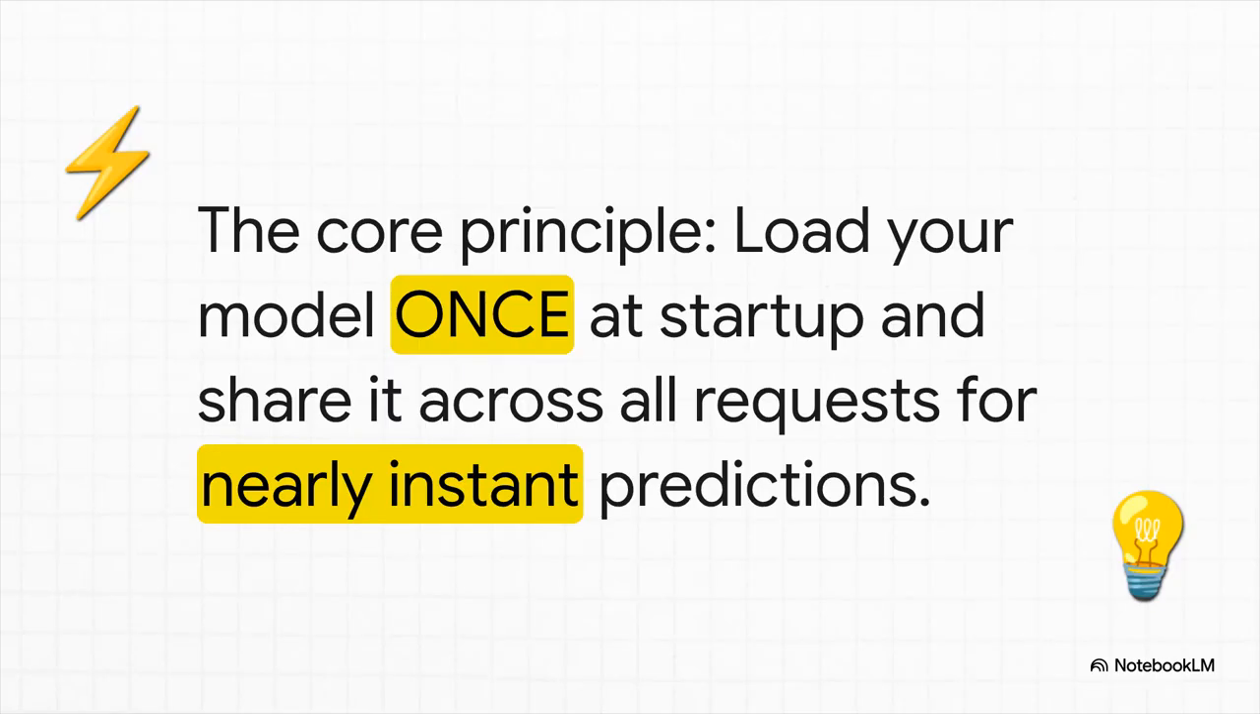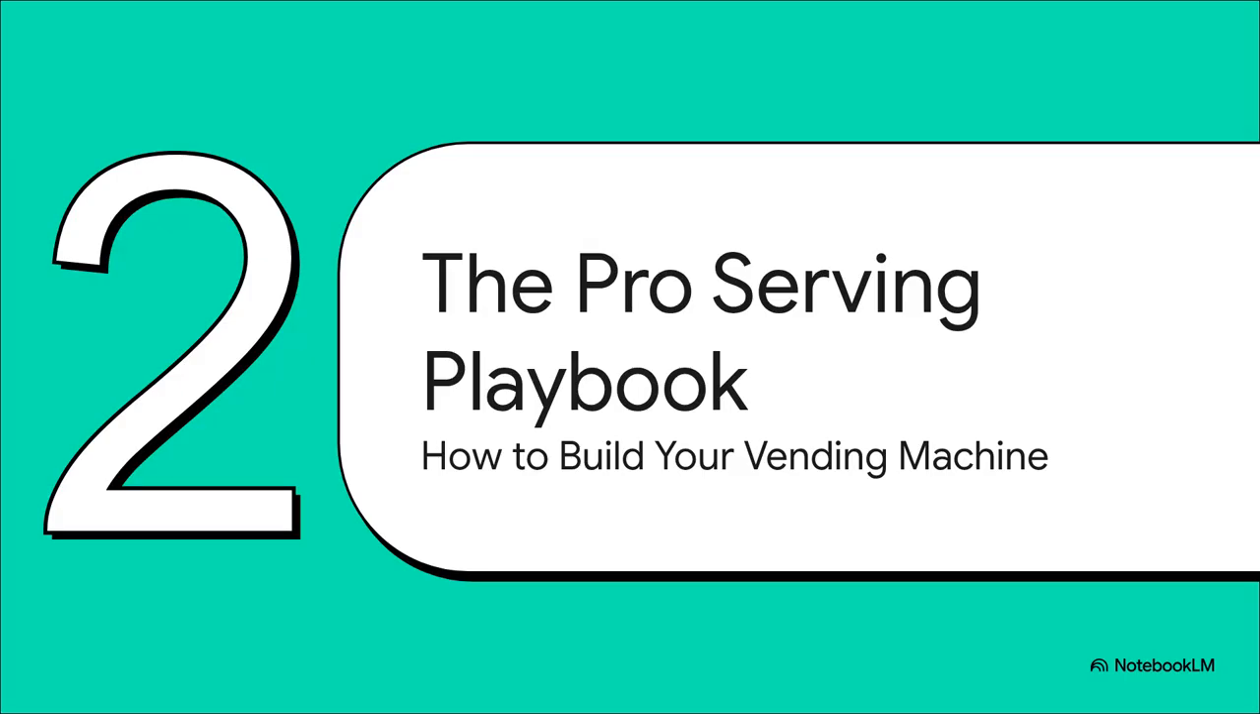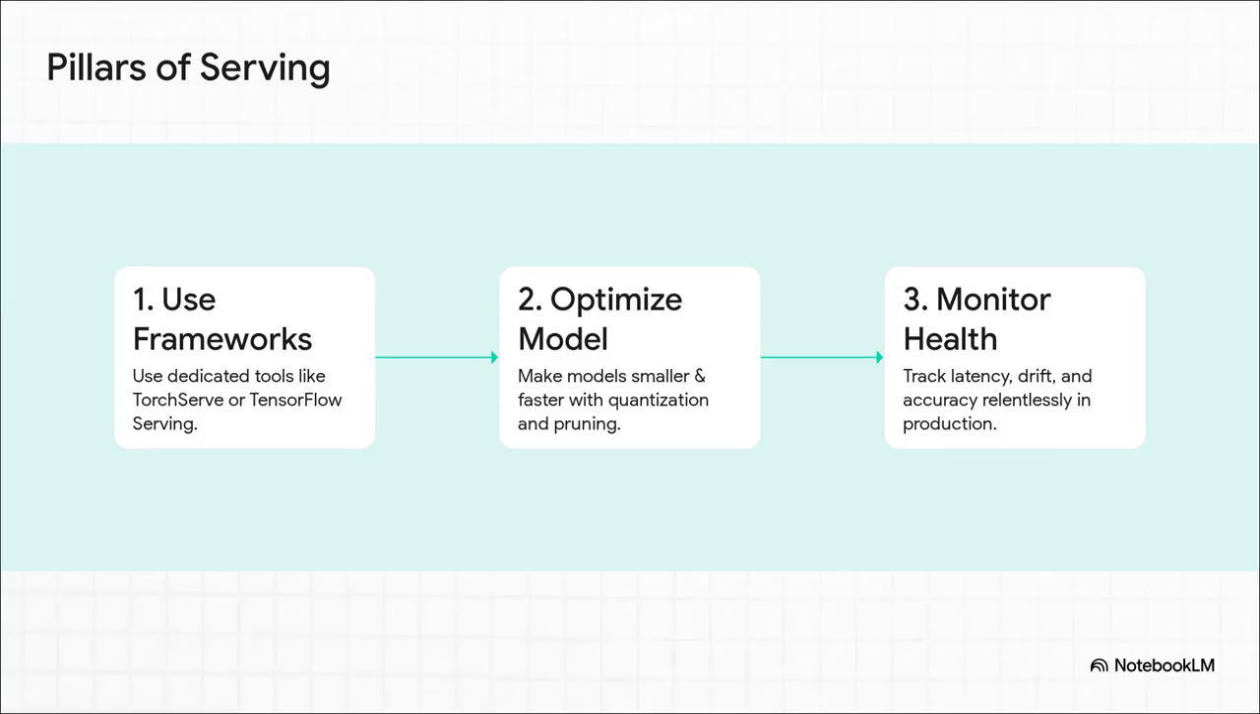So here it is, the big takeaway, the vending machine approach, which is just proper model serving. It loads your model just one time. That's it. It keeps it warm and ready in memory, so every single new request gets a prediction almost instantly. You build it once and it serves everyone. That's the magic. Okay, so how do we actually build our own AI vending machine? Let's walk through the playbook that the pros use for model serving. It really all boils down to 3 key pillars.